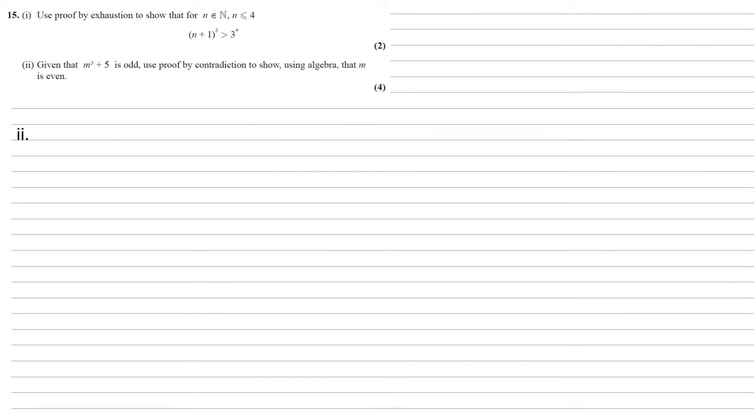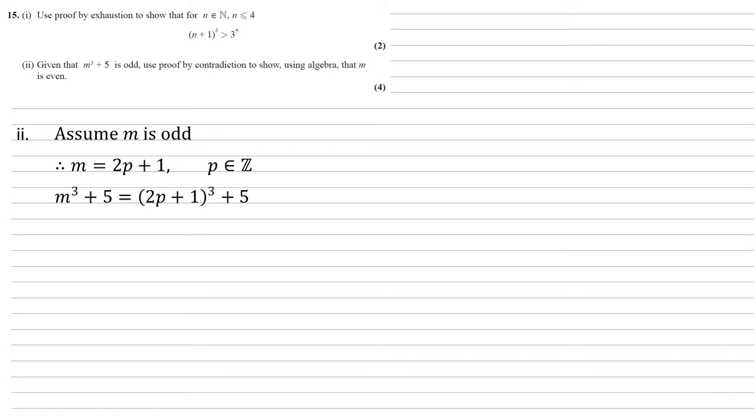The second part of the question: given that m cubed plus 5 is odd, use proof by contradiction to show using algebra that m is even. So for contradiction, we're going to take m is odd, so the opposite of what we're trying to prove. If m is odd, then we can write it as 2p plus 1, where p is an integer.